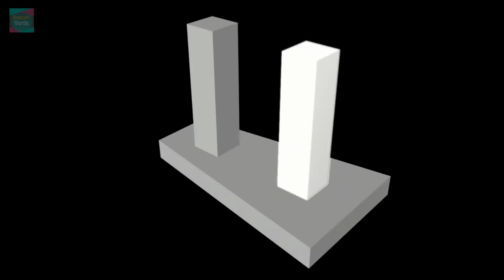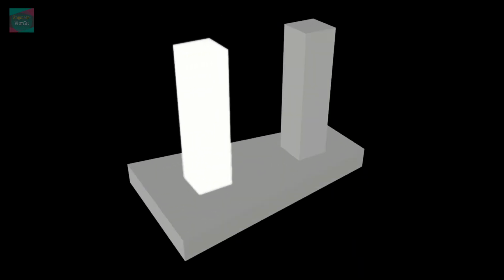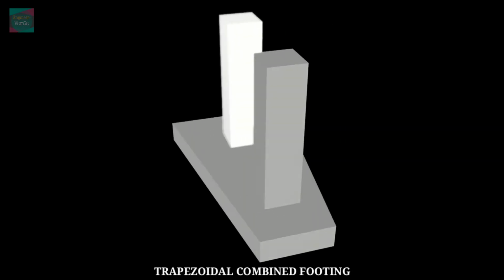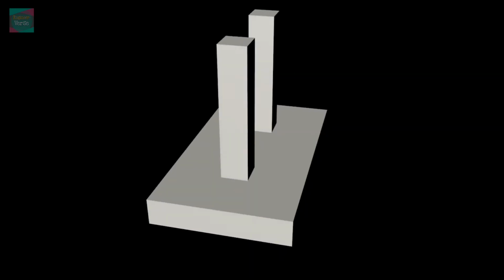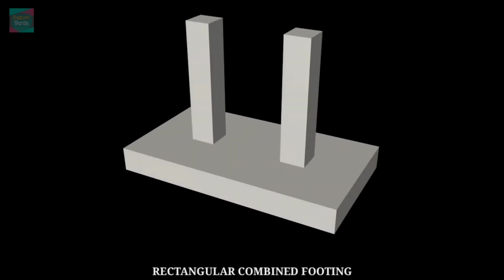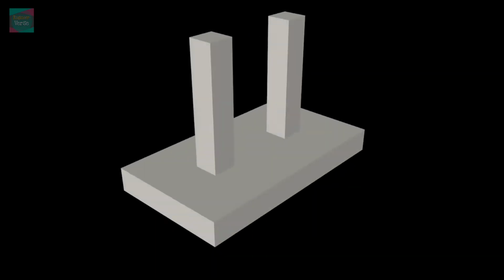When load on one column is more than the other, then trapezoidal combined footing is provided. When load on both the columns are same, then rectangular combined footing is provided.